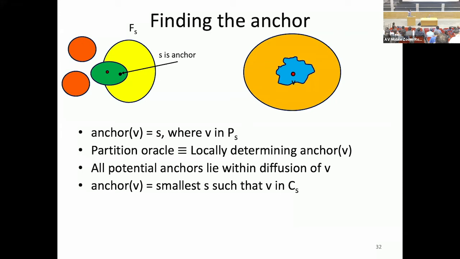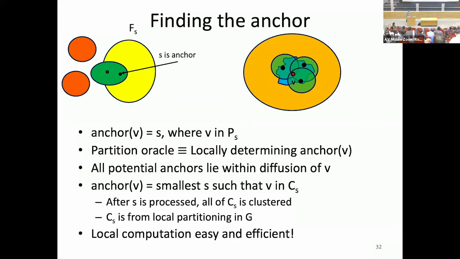So the algorithm then is actually quite simple. What you do is you basically run a diffusion, and for every vertex in that blue region, compute the Spielman-Teng cut. And if the Spielman-Teng cut contains that vertex, then you look at the minimum ID amongst those, and that will be the anchor. So it's like the first vertex that captured me is the one that anchors me. So the local computation is easy and efficient.